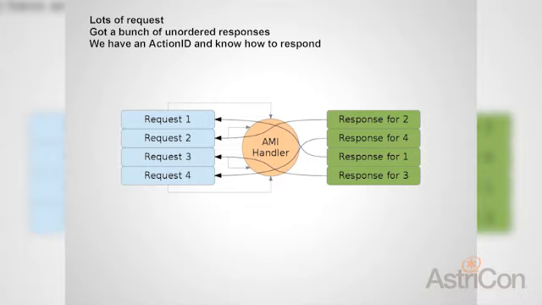So request 1, the action ID for request 1, we'll just set it to 1 for example. And then we see that it showed up a little later here. We still know where that goes. It's not a big deal. Everything's taken care of, and I love it.